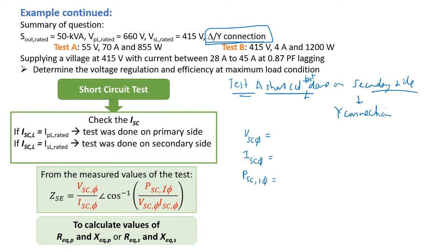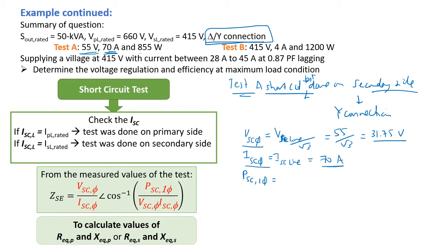Okay, so due to the Y connection, the value given, 55 volts, is actually the short circuit line voltage VSC line, and because it's Y connection, we need to divide by square root of 3. So 55 divided by square root of 3 gives us a voltage of 31.75 volts. This is the VSC phase. And the 70 amperes given in the test data is ISC line current, and because of the Y connection, it will be equal to ISC phase, so it's just 70 amperes.